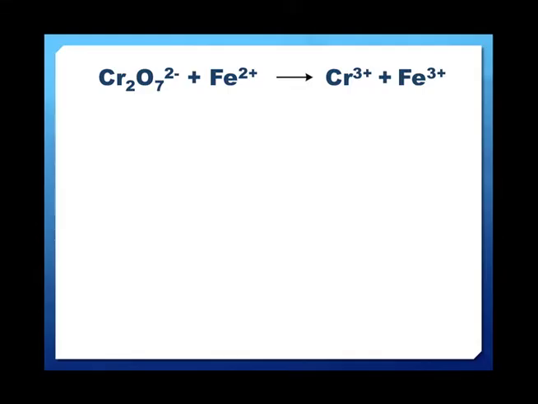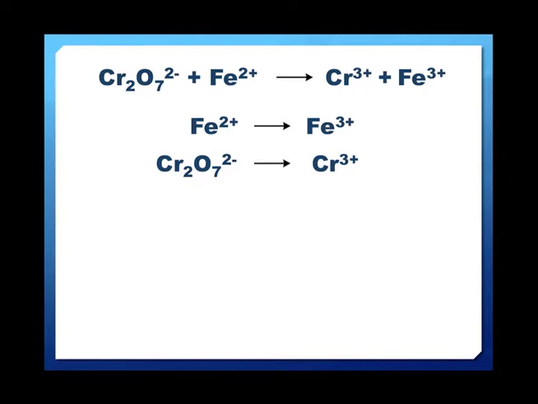The dichromate ion will react with iron 2 to yield chromium 3 and iron 3. How do we balance this? The first step is to split this up into half reactions. For the oxidation half reaction, iron 2 becomes iron 3. For the reduction, dichromate becomes chromium 3.